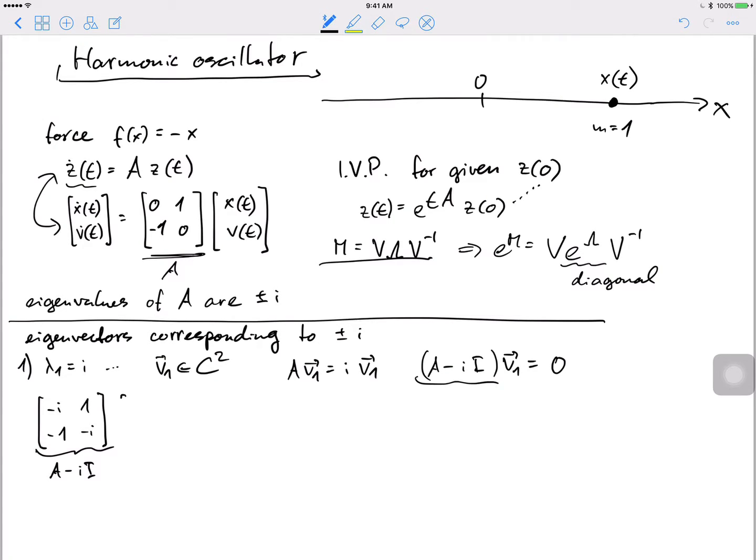And now what I need to do, let me call them X and Y. And I need to find this complex vector X and Y, which is in the null space, okay? So how do I do that?